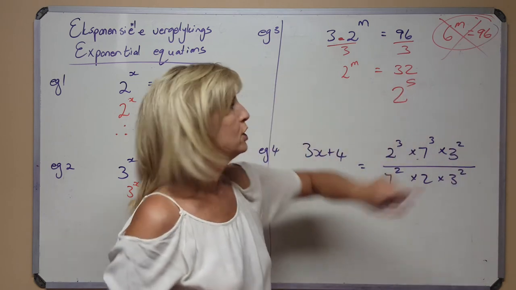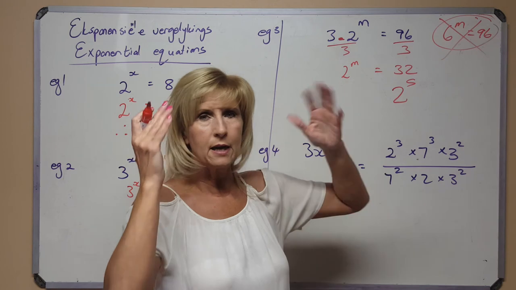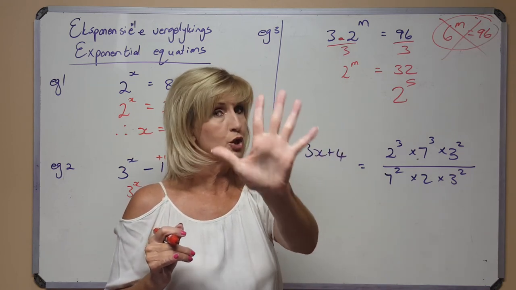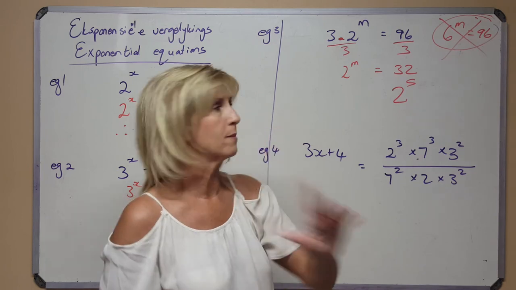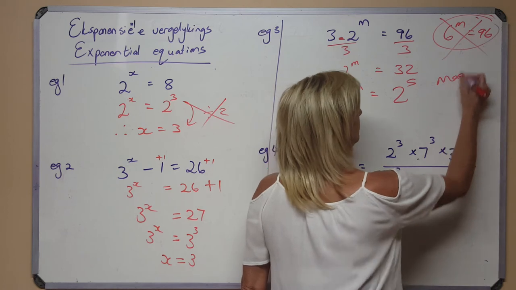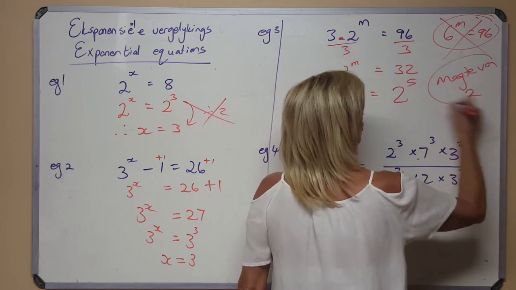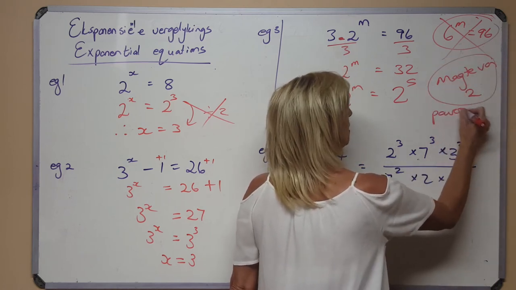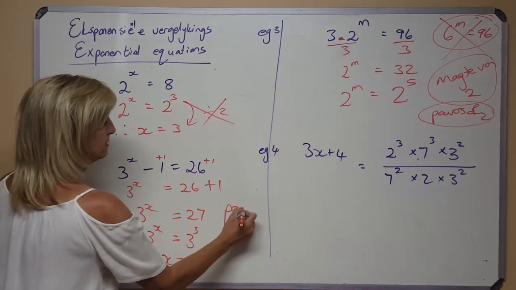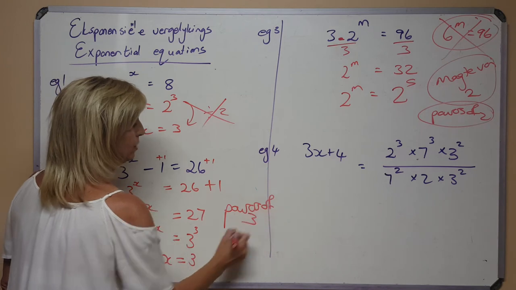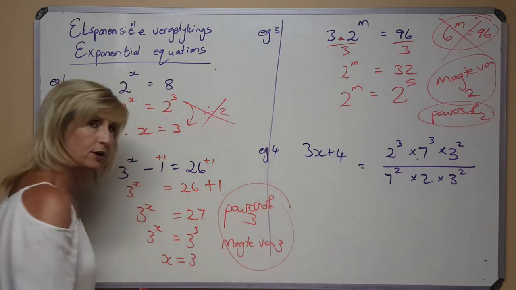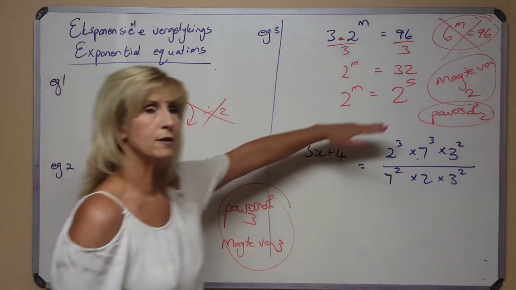Is jy met my? Die oomblik toe ek sien 32 en het trigger daai 2 tot die 1 is 2, 4, 8, 16, 32, dan weet ek onmiddellik, dis 2 tot die mag 5. Dis hoekom moet jy jou magte van 2 ken. You have to know your powers of 2. Here you have to know your powers of 3, jou magte van 3. This is what it's all about. If you don't know them, you won't be able to do these sums.